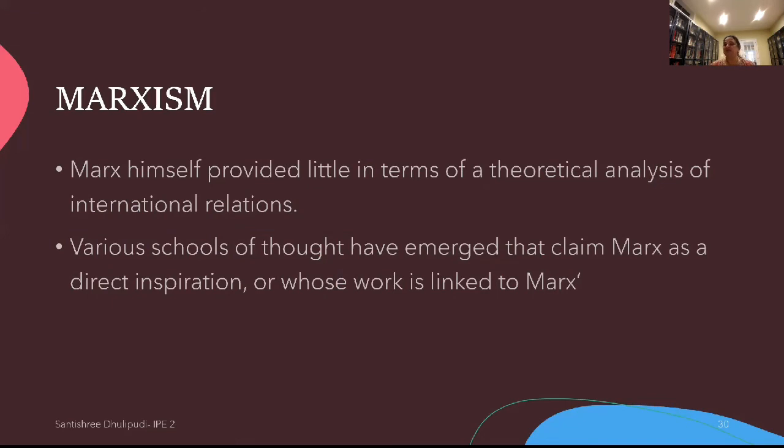Marx himself provided little in terms of a theoretical analysis of international relations. Various schools have emerged that claim Marx as a direct inspiration or whose work is linked to Marx. So for us, Marxism in the classical school, we mention, but it is basically in the modern schools of international political economy and other schools of international relations theories that they play a very major role.